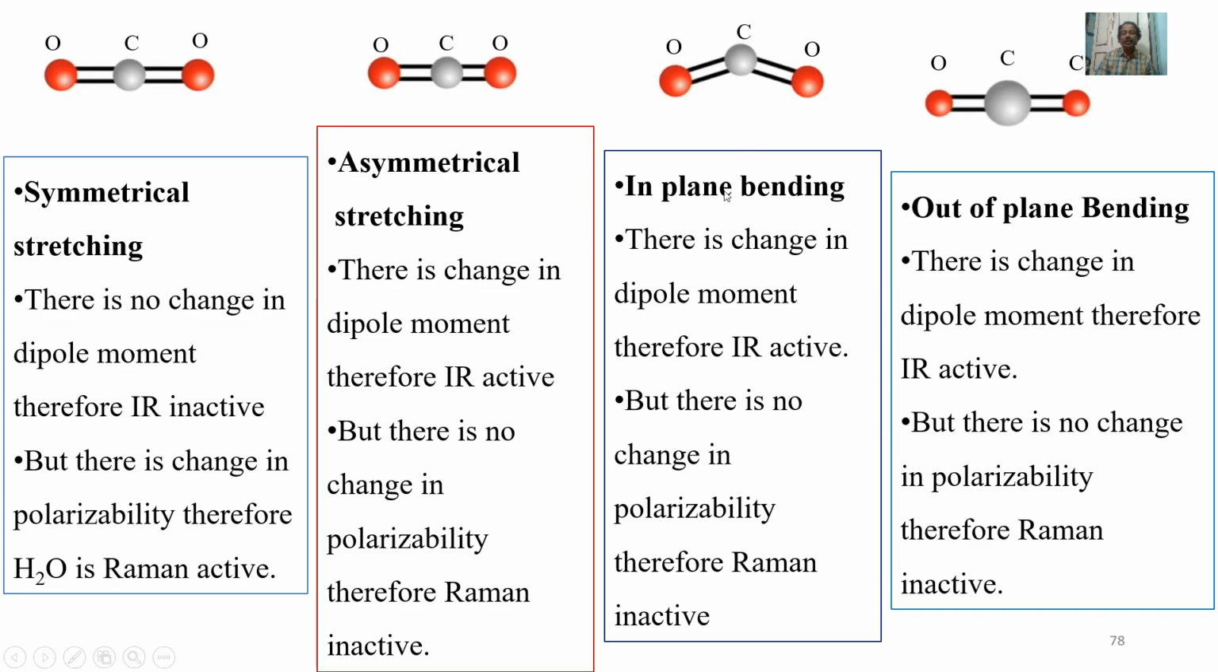When you are talking about in-plane bending, there is a change in dipole moment, therefore IR active, but there is no change in polarizability, therefore Raman inactive. And in the last one, out of plane bending, there is a change in dipole moment, therefore IR active, but there is no change in polarizability, therefore Raman inactive. So in all these 3 cases, we have Raman inactive, whereas IR active. In the first case, symmetrical stretching, Raman active and IR inactive. So these are complementary to each other.